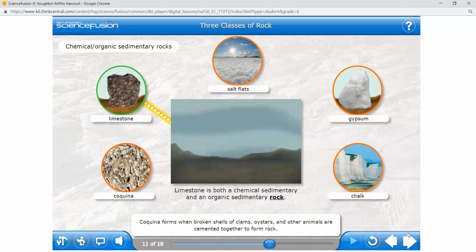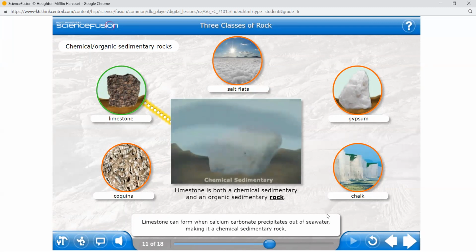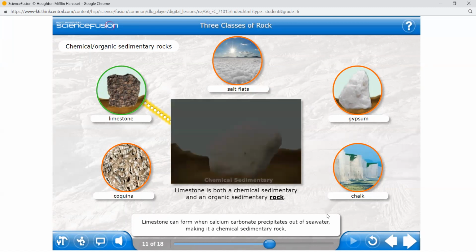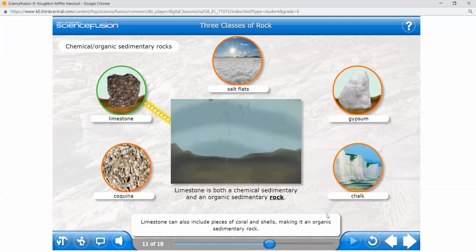Limestone is considered both a chemical sedimentary rock and an organic sedimentary rock. Limestone can form when calcium carbonate precipitates out of seawater, making it a chemical sedimentary rock. Limestone can also include pieces of coral and shells, making it an organic sedimentary rock.